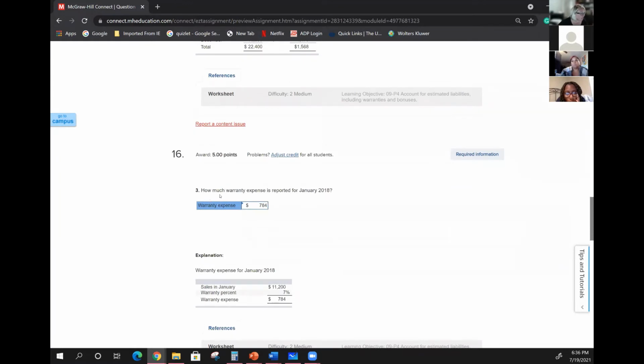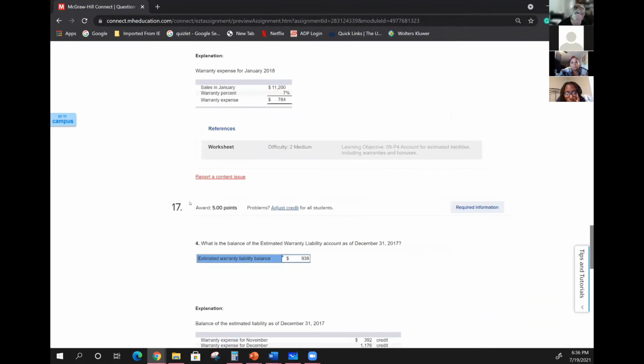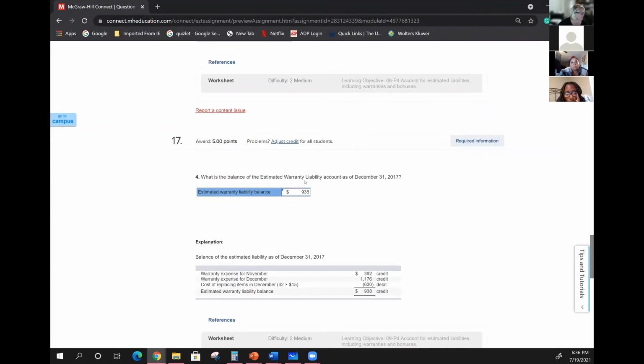16 says, how much warranty expense is reported in January of 2018? Again, go through the transactions, look for warranty expense, and find how much you calculated, $784. What's the balance in the estimated liability account at December 31? We just calculated that, $938.